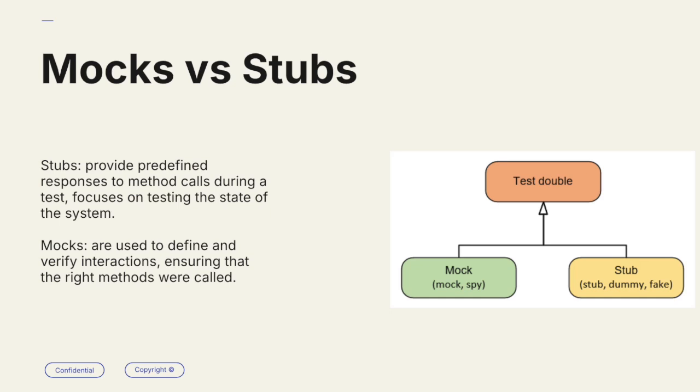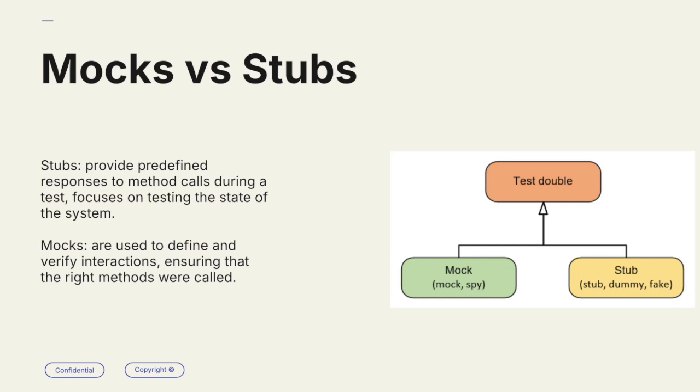Now, mocks serve a different purpose. While stubs focus on what data is returned, mocks are all about how the code interacts with the mock object. Mocks are used to define and verify interactions. They expect certain methods to be called, possibly in a specific order, with specific parameters. If these expectations aren't met, the test fails. Martin Fowler highlights that this distinction reflects two different testing philosophies: state-based testing versus interaction-based testing.